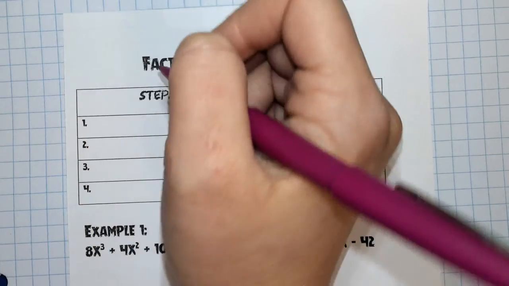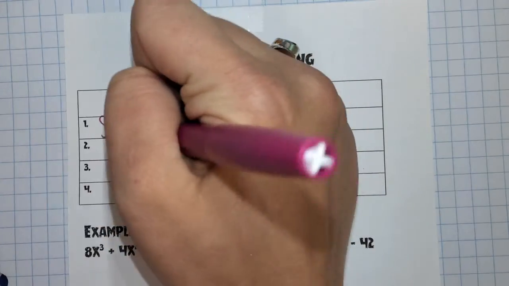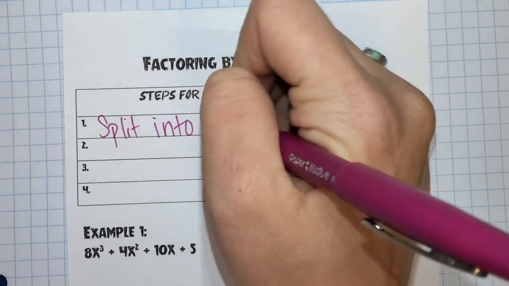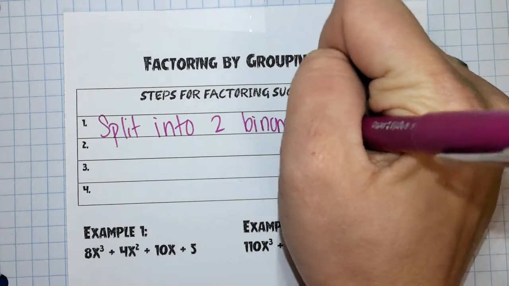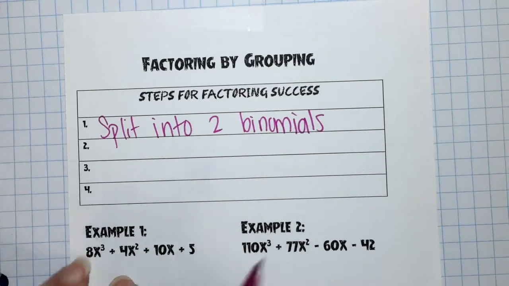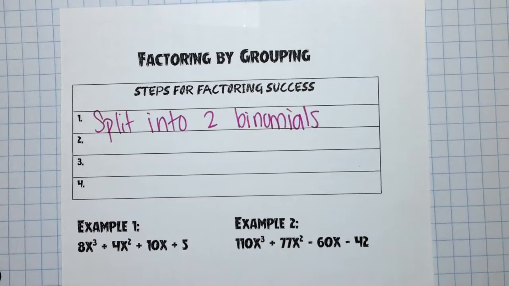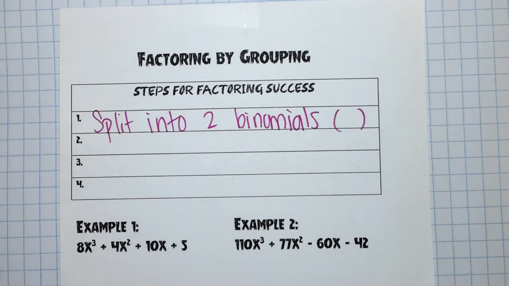split into 2 binomials. How many terms are in a binomial? 2. So if you're grouping by 4 terms, you start with your first 2, and you put parentheses around it, and your last 2 put parentheses. And we'll write parentheses in case we forget what that means.